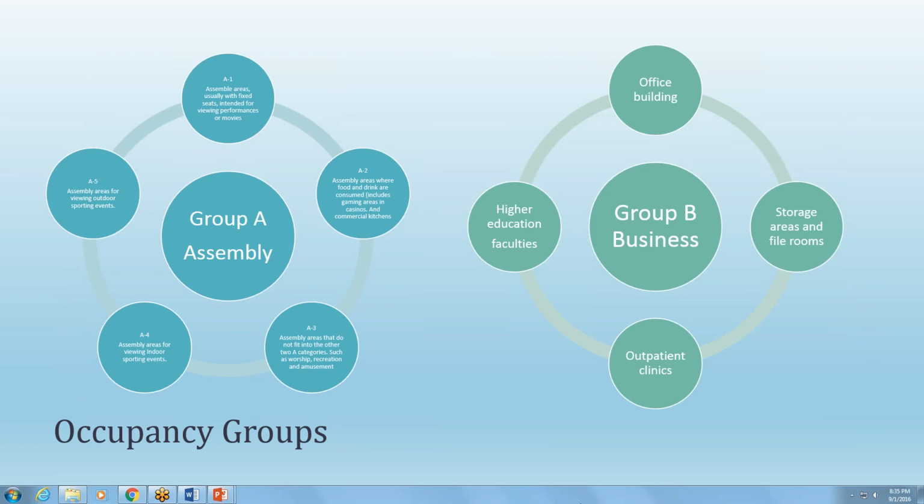There you go. So A1, assembly areas usually with fixed seats intended for viewing performances or movies, and some of these are a little bit different than what we actually read in the codes. They're kind of concise. A2, assembly where food and drink are consumed, includes gaming areas and casinos and commercial kitchens. A3, assembly areas that do not fit into other A categories such as worship, recreation, and amusement. A4, assembly areas for viewing indoor sporting events. A5, assembly areas for viewing outdoor sporting events. And then Group B business, there's office building, storage areas and file rooms, outpatient clinics, and higher education facilities.